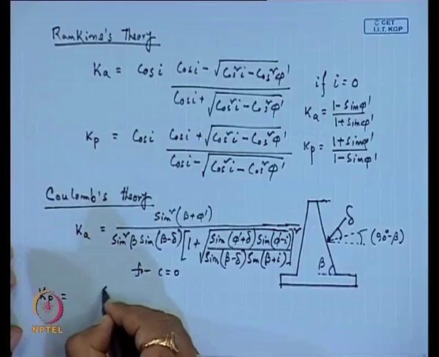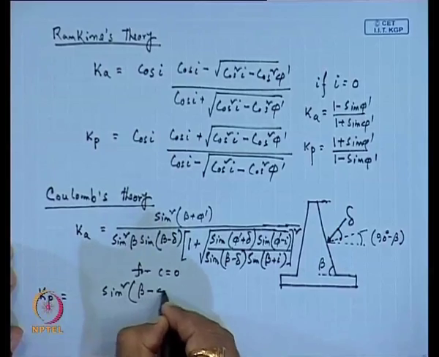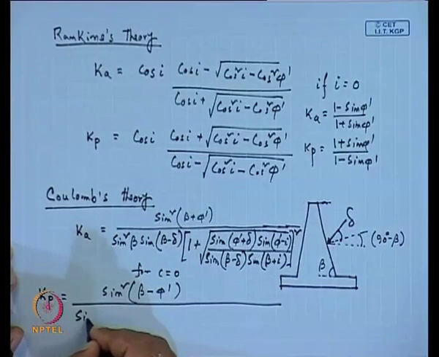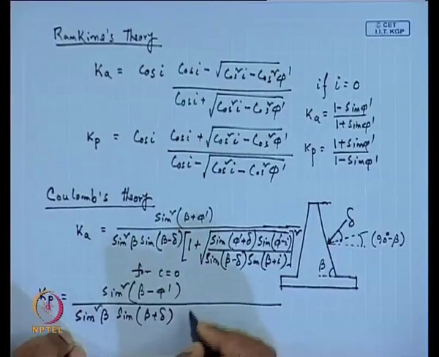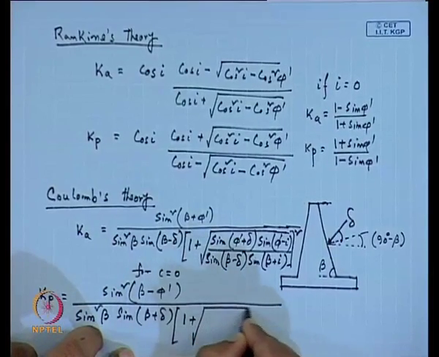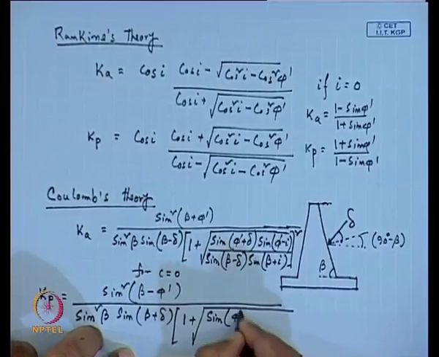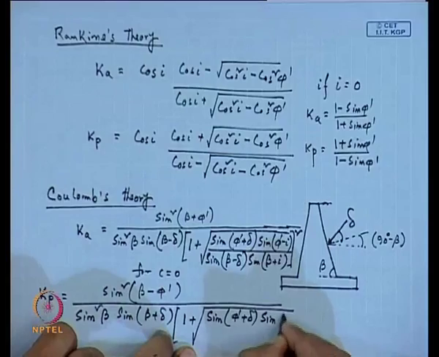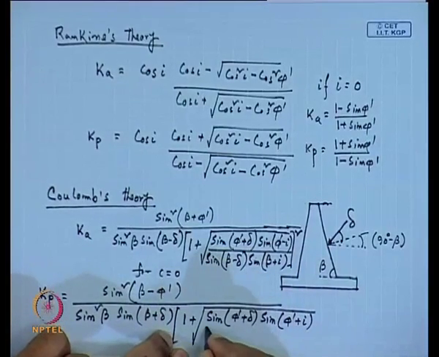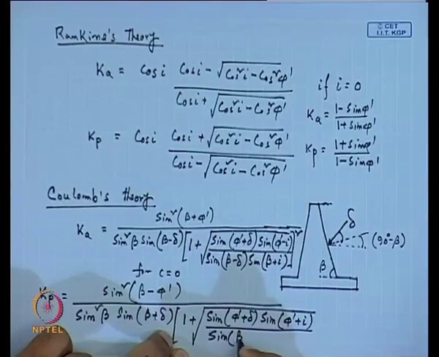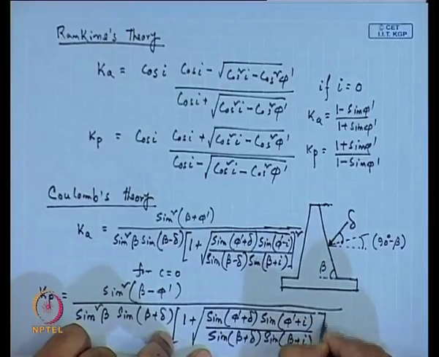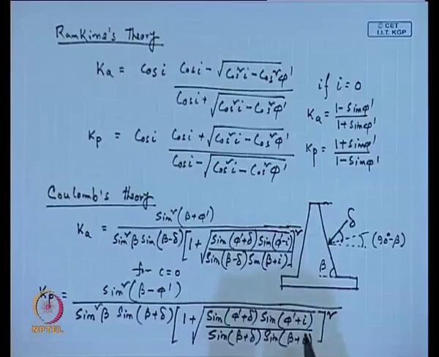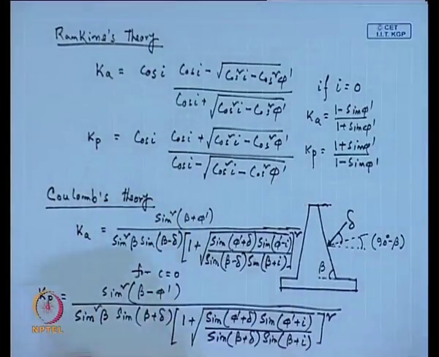Similarly, K_P we calculate by sin square (beta minus phi dash), divided by sin square beta into sin (beta plus delta), into [1 plus root over (sin (phi dash plus delta) into sin (phi dash plus i)) divided by (sin (beta plus delta) into sin (beta plus i))], then the total squared. So, in this way we can determine the passive and active coefficients of earth pressure for Rankine's theory and for Coulomb's theory under different conditions.